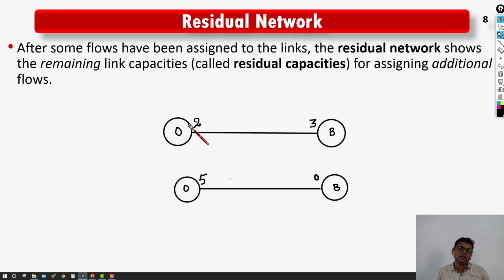2 more can go, but from B to O, how many can go? Because 3 is going this side, the maximum possible flow from B to O is 3. Whatever number of trips are going from O to B, only that many can return back. It's not that if 3 is going, then 4 will be returning. It is not possible. So if 3 is going from O to B, then 3 will be the possible number of trips from B to O. Clear?